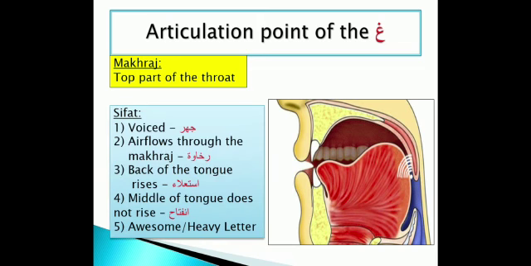These are the sifat, the qualities of the letter Ghain. The important sifat is the third sifat, sifat isti'la, which makes the letter Ghain full mouth when the back of the tongue rises.